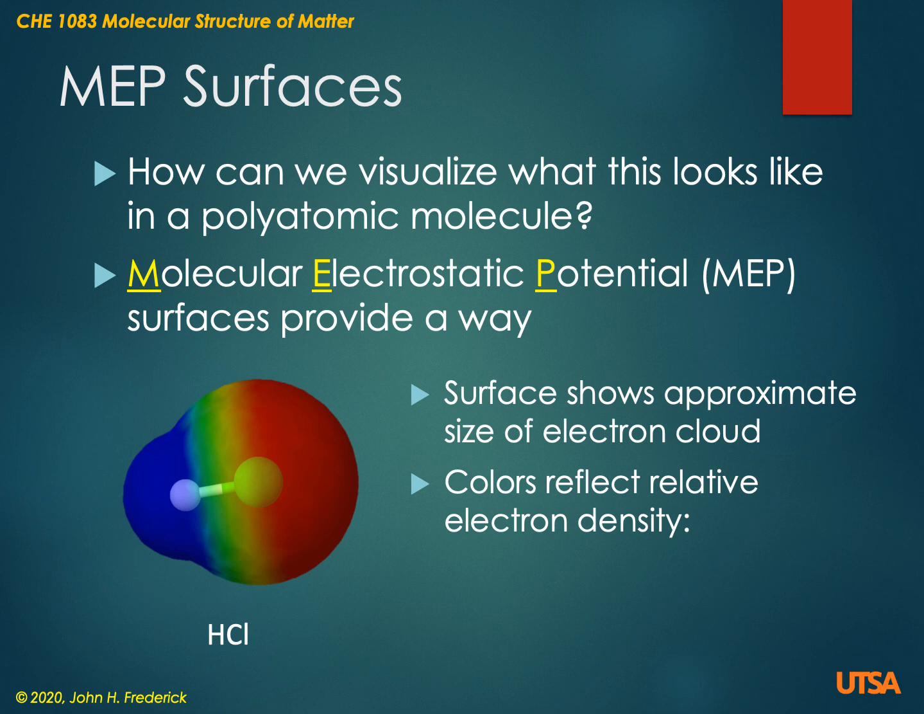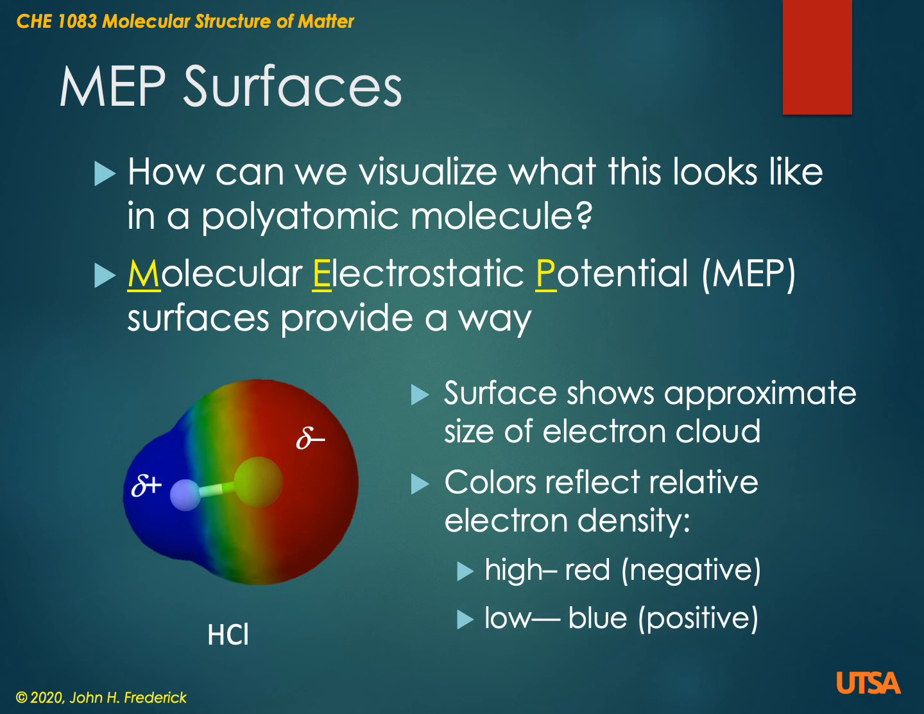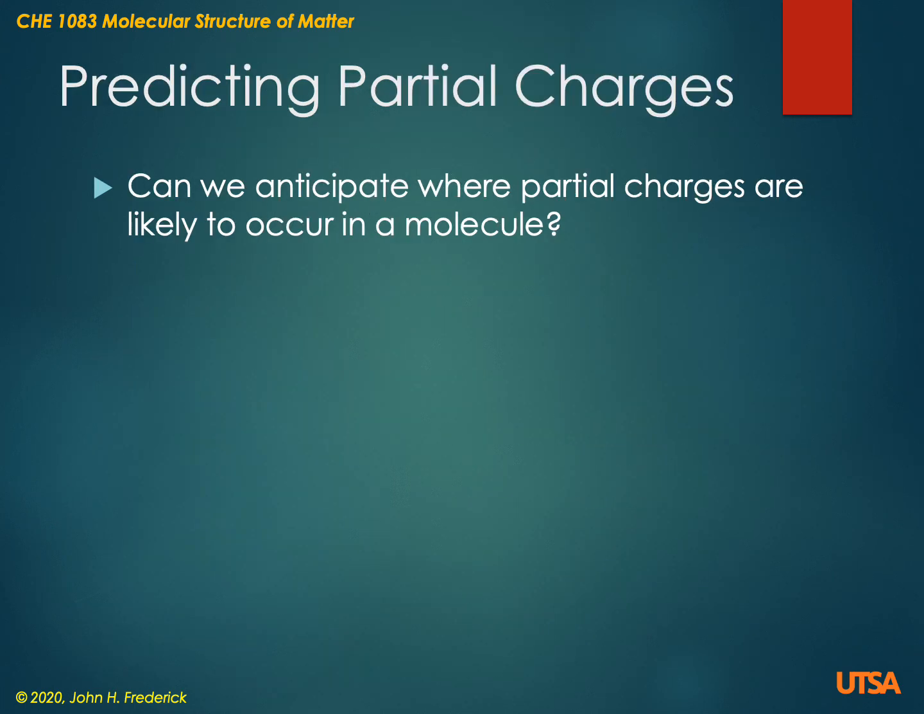the relative density. So we know that there's more electron density near the chlorine, so that's what causes it to be shaded red. It's a slightly negative charge on that end. On the other end, a low electron density gives us a blue charge. So we now have a color-coded way of looking at these molecules and determining where they're likely to have both positive and negative partial charges.